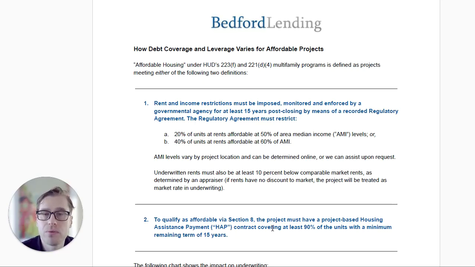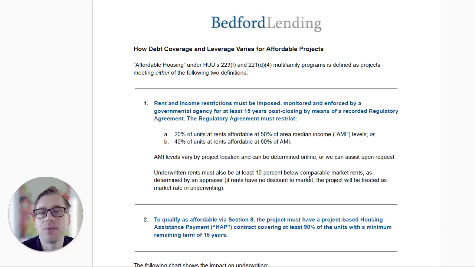The other way to qualify as affordable housing under HUD is if you have a long-term project-based Section 8 HAP contract. Project-based means it's a HAP contract that's tied to the asset. It's not vouchers that a tenant can take and bring somewhere else. It's tied to the property. HUD wants to see that Section 8 contract with at least 15 years remaining, and it needs to cover at least 90% of the units.